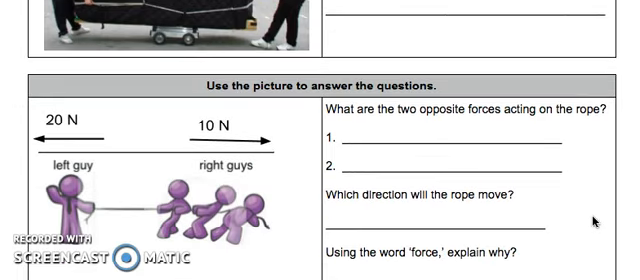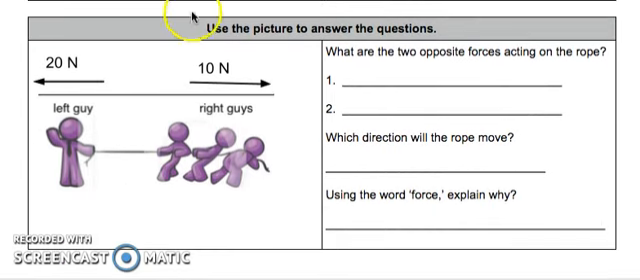All right, students. Next section, it says, use the picture right here to answer the questions. So looking at the picture, the guy on the left has 20 newtons of force pulling to the left. The right guys here have 10 newtons of force to the right.